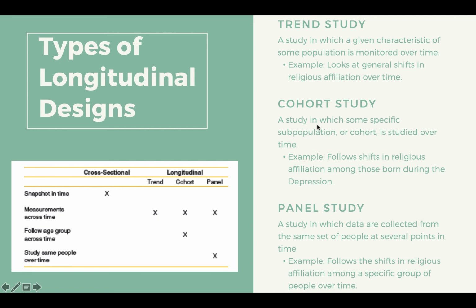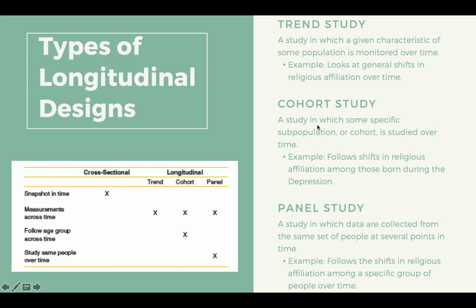You're looking at general shifts in opinions or things like that over time. Opinions about marijuana in 1960, 1965, 70, 75, 80, 85, 90, and so on and so forth. A cohort study looks at measurements across time, but you follow people within the same age group or cohort. Many of you are coming into the program as a cohort. You're coming in at the same time.